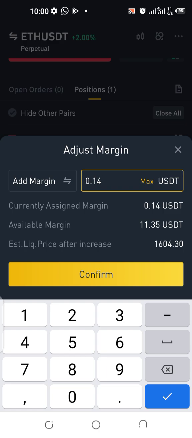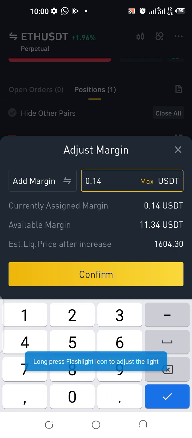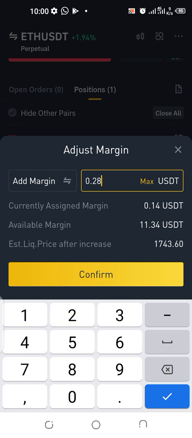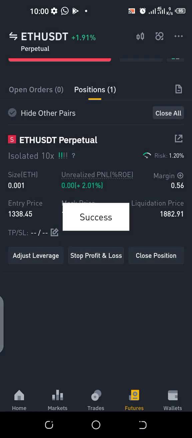So if I add 0.14 USDT, I'm going to increase the liquidation price to 1604.3. That means it will not liquidate unless it rises in price to 1604.3. You see, if I add 0.28 USDT, the liquidation price increases even further. If I triple it or quadruple it this time and I add 0.42 USDT, this liquidation price increases even further. All right, and that's similar to what we're going to be doing. We'll be using 4 times the amount of margin that we started with for our trades.